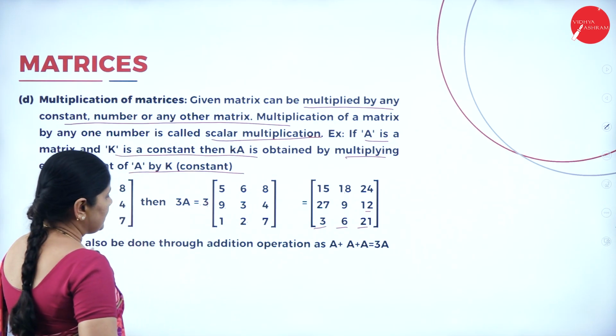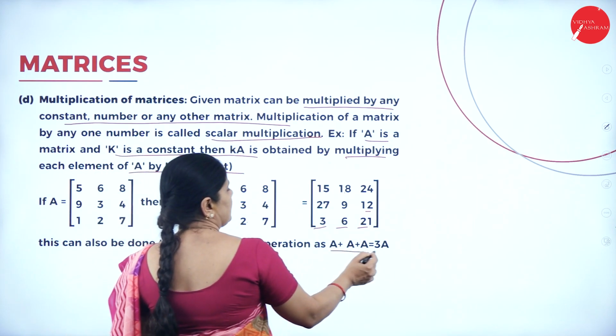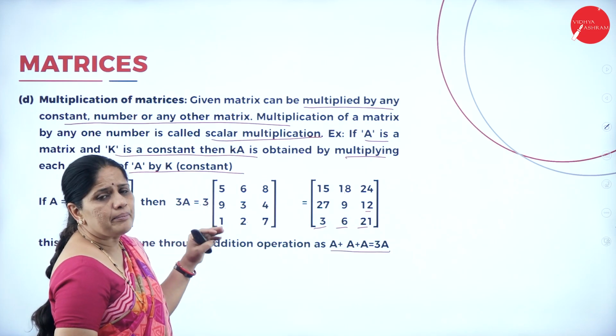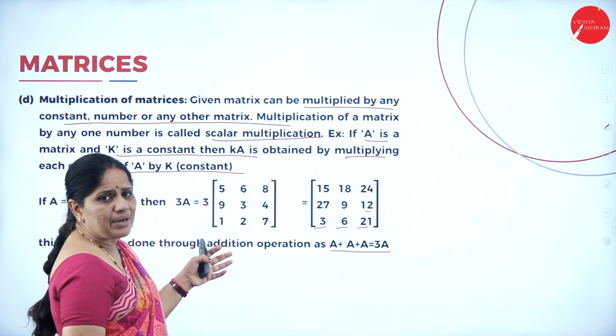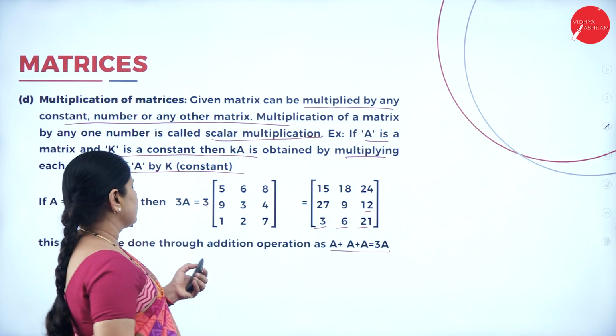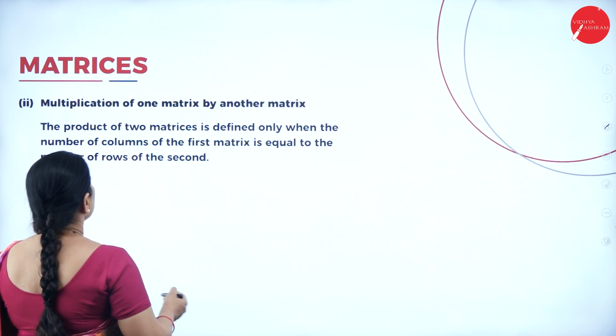It can also be done through addition as A plus A plus A equals 3A. We can do this multiplication by adding the matrix again and again 3 times. So both are fine.